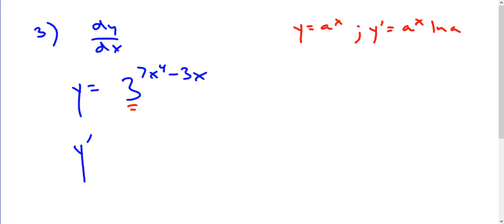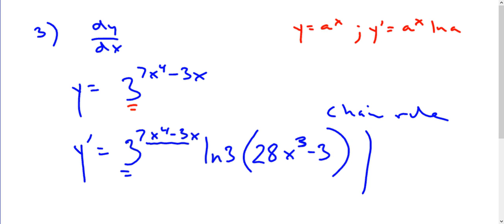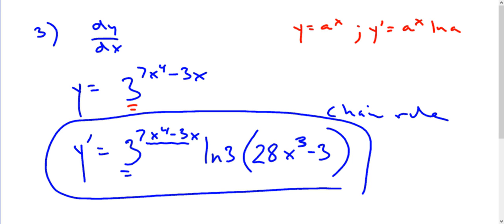We're going to take y prime. Because it's exponential, the derivative is going to be 3 to the 7x to the 4th minus 3x, times the natural log of 3, because that's the base. Then we have to finish the chain rule. Remember the chain rule. We take the derivative of the exponent, which in this case is 28x to the 3rd minus 3. Here we have it, and that's our derivative. Okay? That's the exponentials.